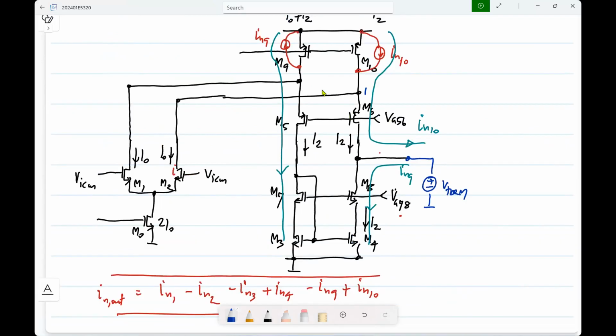No, it is after M9, M10. No, the input current has to pass through the common gate amplifier. The current in the input differential pair has to pass through the common gate amplifier.